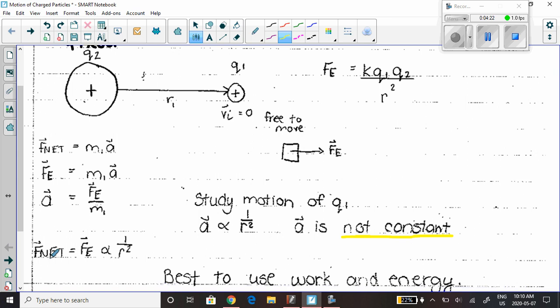So since the net force is equal to the electric force and it is proportional to 1 over r squared, because of these two consequences, and they are the same consequence, it's best to use another way of solving this. It's best to use my friend and yours, the work and energy method way of looking at this. And that's what we're going to do.